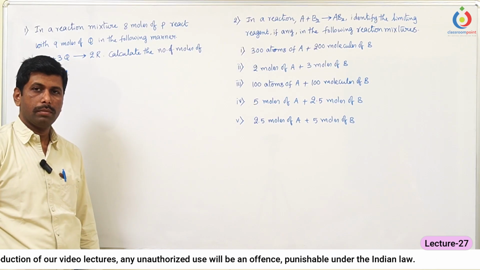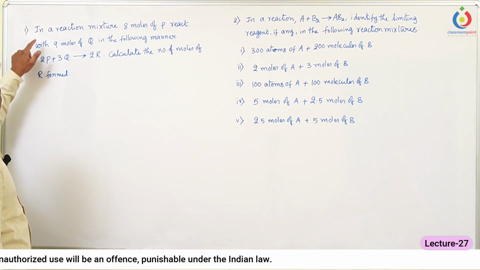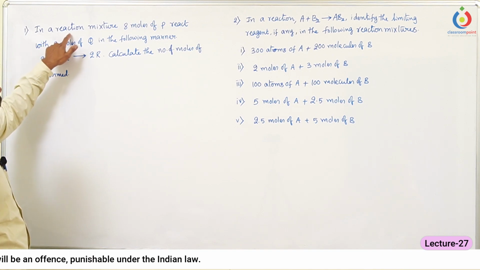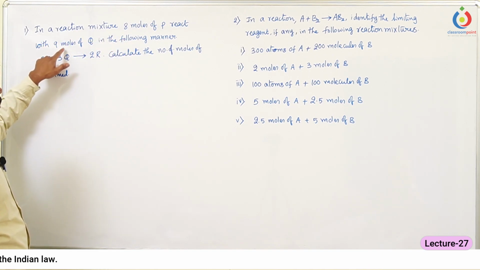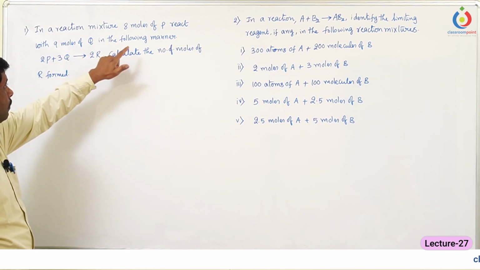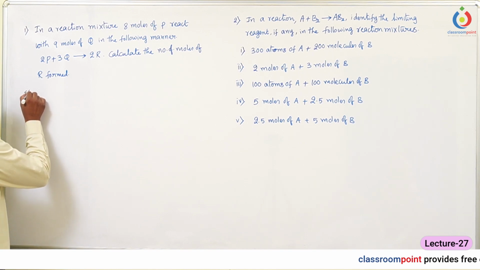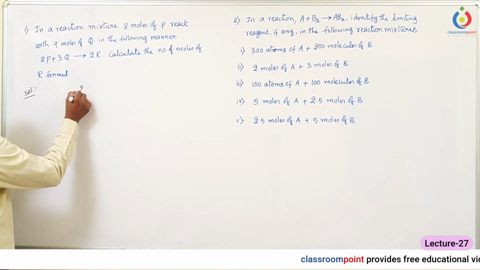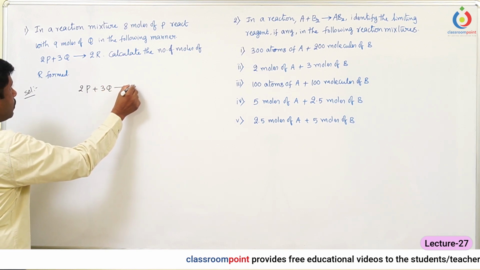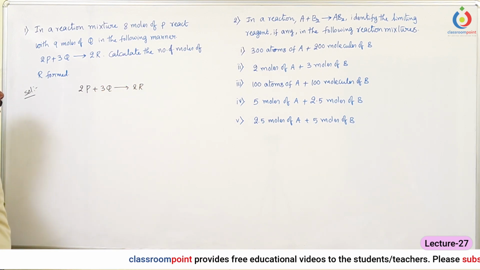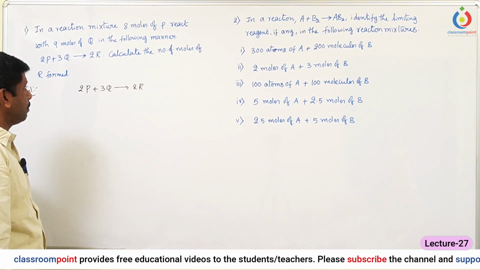Let us see the questions now. The given question is, in a reaction mixture, 8 moles of P react with 9 moles of Q in the following manner. So the balanced chemical equation is provided here. The equation is 2P plus 3Q gives 2R. Calculate the number of moles of R, that is the product, that is going to be produced.